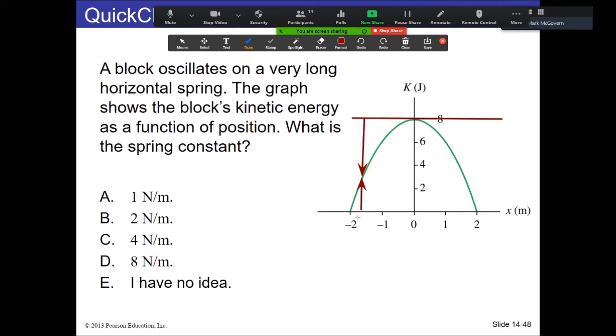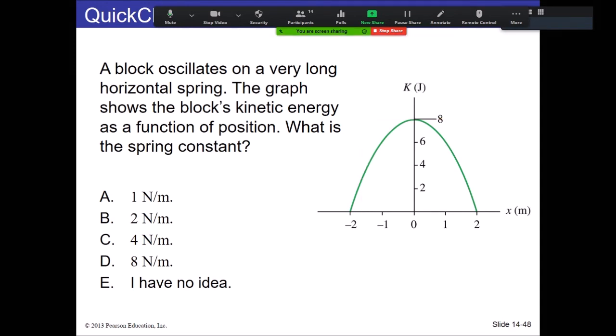So the spring constant is going to be 4 newtons per meter. Why? Because if my total system energy is 8 joules, I can equate that to 1/2 Ka squared. That is one expression for the system energy. I know my A comes from the graph. It's 2 meters. So I solve for K, and we end up getting a 4. So it turns out the spring constant here is 4 newtons per meter.